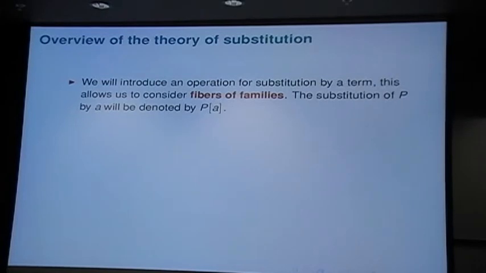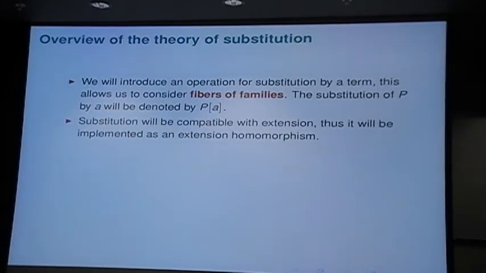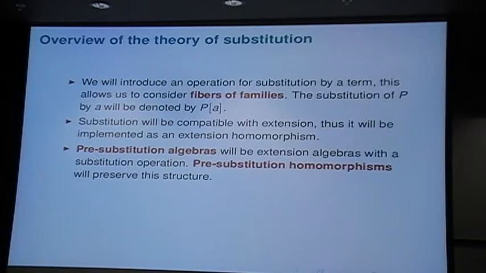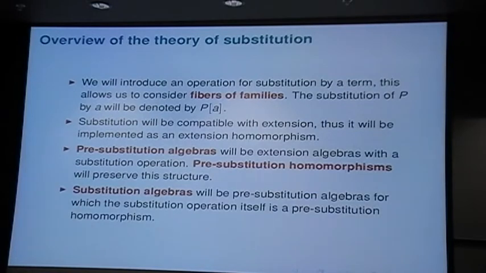Okay, so we get finally to the theory of substitution, which allows you to consider fibers of families. When you have a term A of A, and then you have a family P over A, you'll get the substituted, you get the fiber P at A, which is a family in context gamma. It will again be compatible with extension. The same story holds. There we will first introduce pre-substitution algebras and pre-substitution homomorphisms. And then the substitution algebras will be the ones for which substitution is a pre-substitution homomorphism.